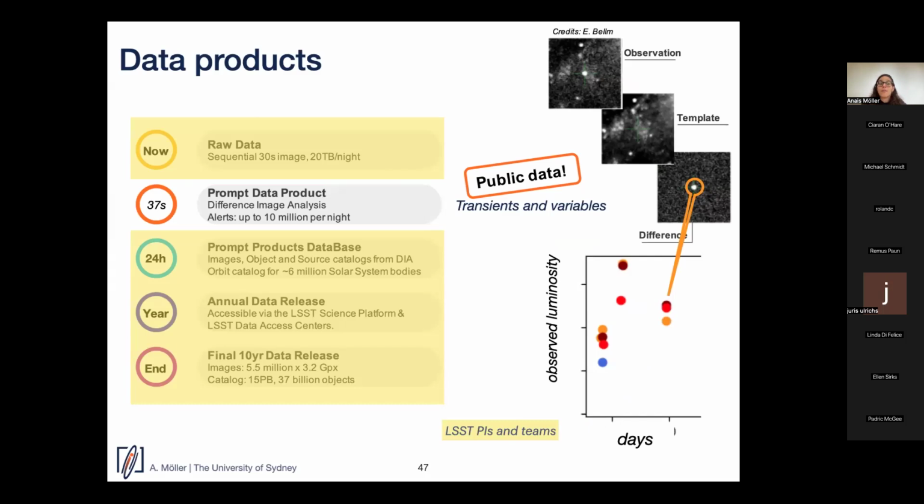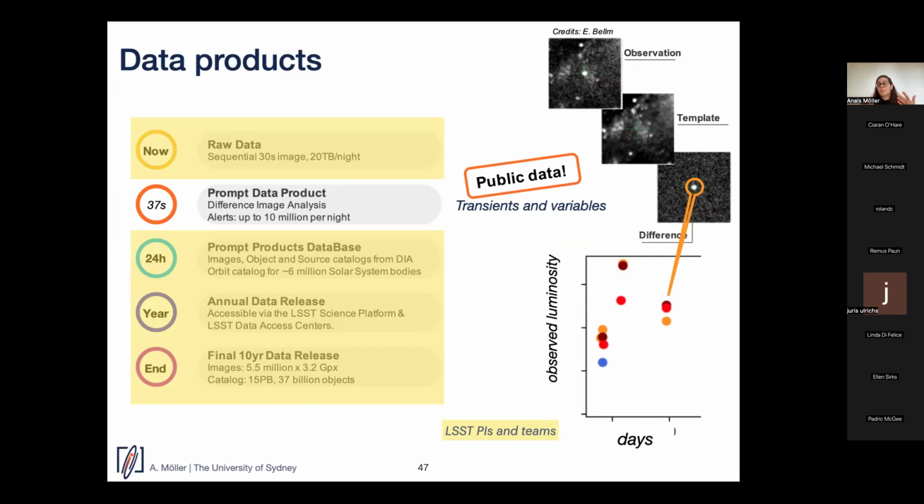So, of course, we have raw data, catalogs, annual releases, and I encourage you to join the Rubin effort here in Australia. We have a LEAF grant, and we have PIs that have data access to the proprietary data. But I'm going to talk today about a public stream, a public data that is called the prompt data product.